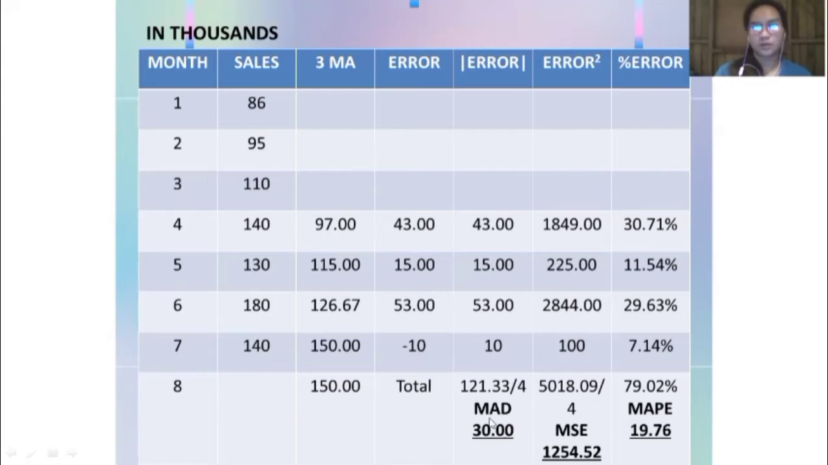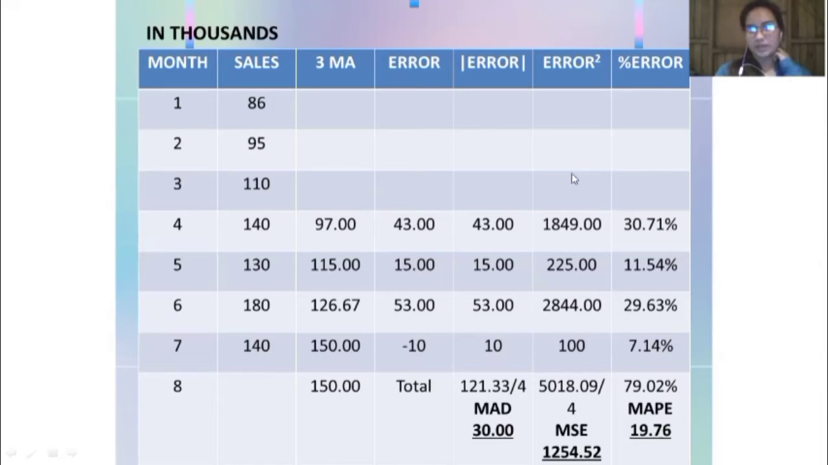So here is the error for the mean absolute deviation. The two bars denote absolute value. So the absolute value of 43 is 43. The absolute value of 15 is 15. The absolute value of 53 is 53. The absolute value of negative 10 is positive 10. So we have to add those 4 and we get 121.33, divided by 4, so that our MAD is 30.